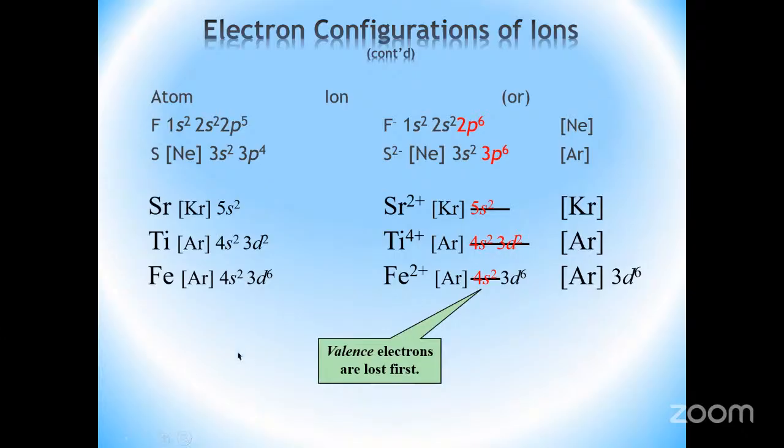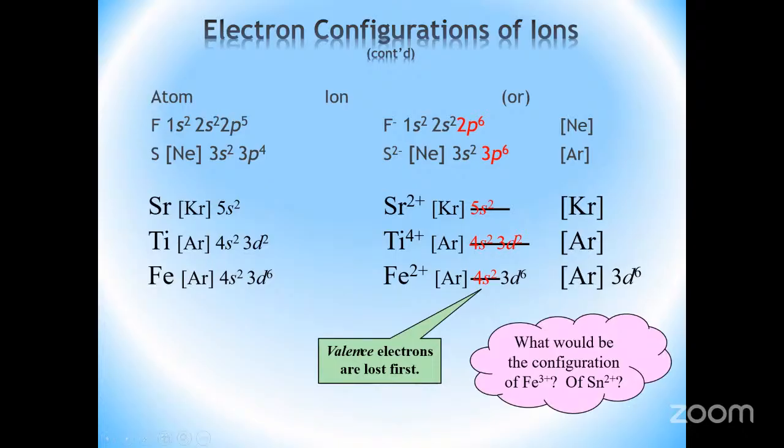Now, I think there's another question. Oh, okay. This question is asking, what would be the configuration of Fe3+? Well, that's kind of easy since we know what Fe2+ is. To go from this to Fe3+, we need to remove 1 electron here. So the electron configuration of Fe3+ will be the electron configuration of argon and then 3d5.